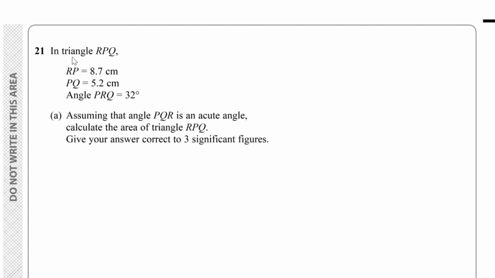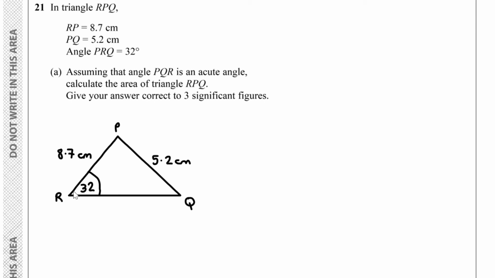Question 21. In triangle RPQ, RP is 8.7 centimeters, PQ is 5.2 centimeters, and the angle PRQ is 32 degrees. For part A, assuming that angle PQR is an acute angle, we have to calculate the area of triangle RPQ. Give your answer correct to 3 significant figures. Now before we do anything else, I think it might be a good idea to draw a diagram to help visualize this triangle.